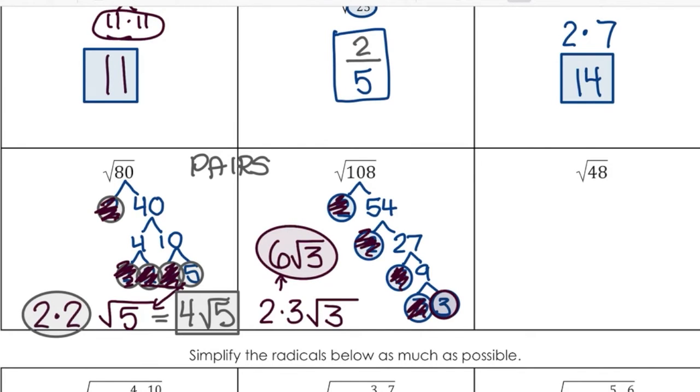All right, let's try one more. We've got 48 for the last one. 48 divided by 2 is where I'm going to start. Half of 40 is 20. Half of 8 is 4.